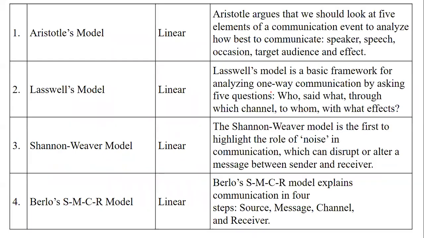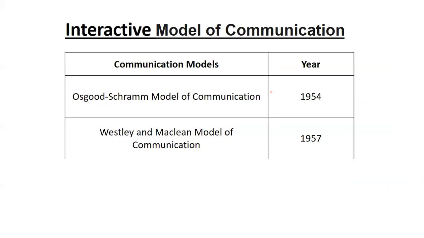Then I have made a revision. The Aristotle model looks at the elements: speaker, speech, occasion, target, and the effect. Laswell's looks at the questions: who, what, which channel, whom, and what effects. The Shannon model indicates noise, or altering or disruption. And Berlo's model has four steps, SMCR. Then the interactive models are the Osgood-Schramm model and the Westley and MacLean model.